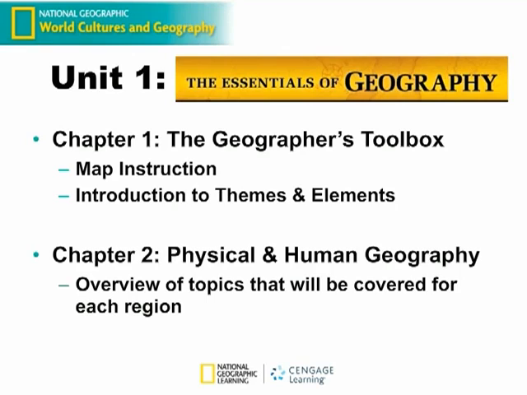Before we get into the example of the South Asia unit, I want to point out that Unit 1, as in each of the student books, is the Essentials of Geography. In this unit, students will learn essential skills like what geographers use in the field, especially maps, as well as an introduction to the themes and elements of geography. They'll also get an overview of the types of topics that will be covered for each region.